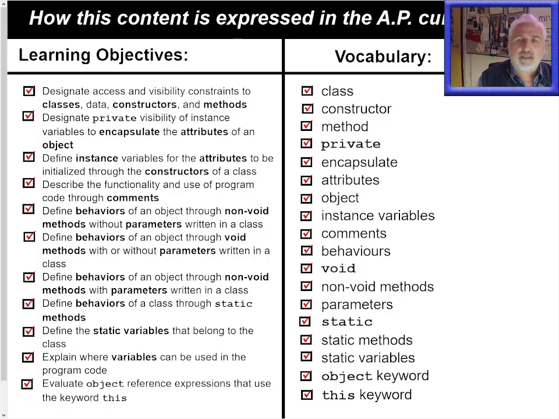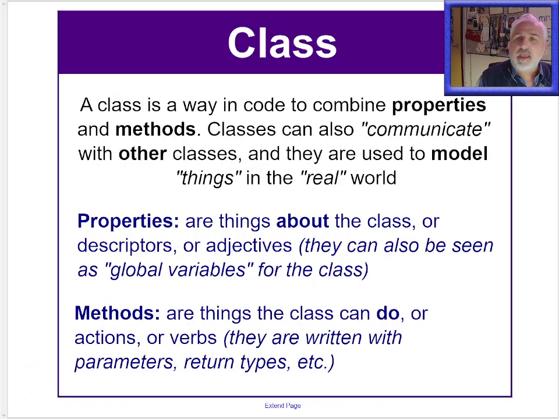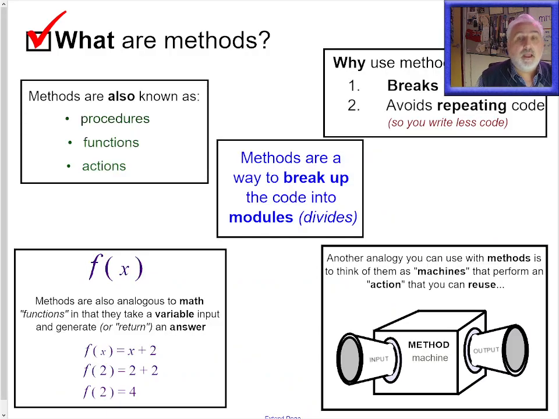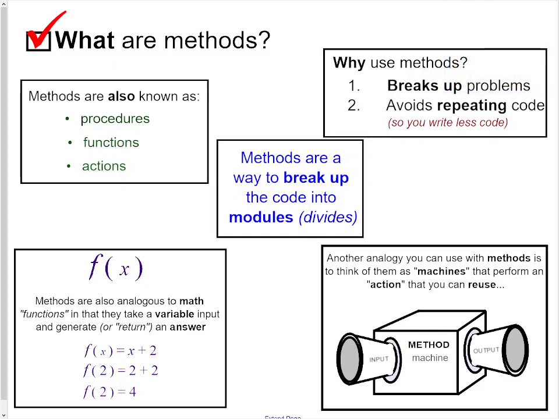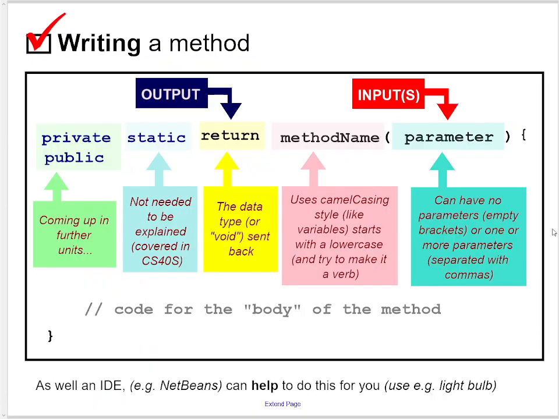So let's just quickly wrap up this video by me again showing you, and I'm not going to read all this to you, but you can go through this and pause this if you want. A quick cheat sheet summary of what is a class, what are properties, what are methods. Why do we use methods? How are they analogous to things like functions in math or little machines, right? Just a quick breakdown of that, okay?